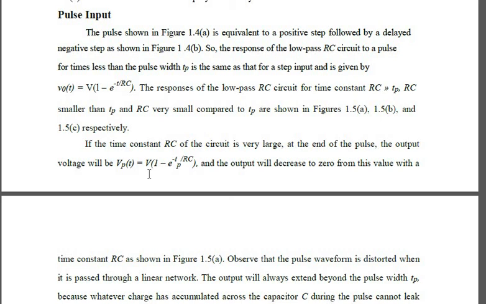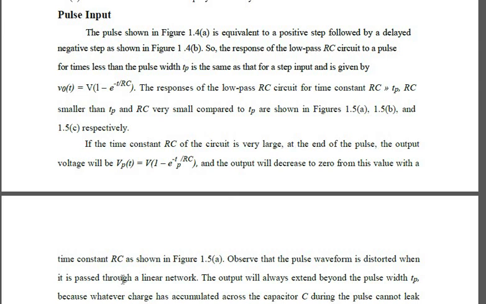When your pulse width is less than your time constant, then V naught will be similar to your step input voltage. When your RC time constant is greater than your pulse width TP, then the equation will change and will be given as Vp(t) equals V times (1 minus e to the power of minus t divided by RC), in terms of pulse input. This we can also see in the figure.